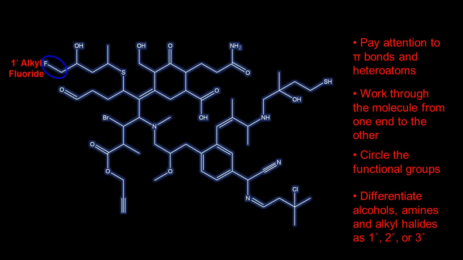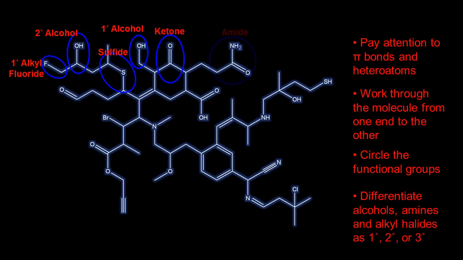Starting on the left, you'll find a primary alkyl fluoride, secondary alcohol, sulfide, primary alcohol, ketone, and an amide. Moving down, aldehyde, alkene, and a carboxylic acid.